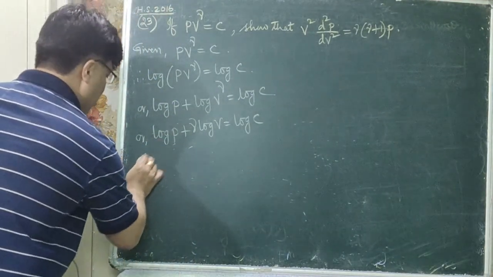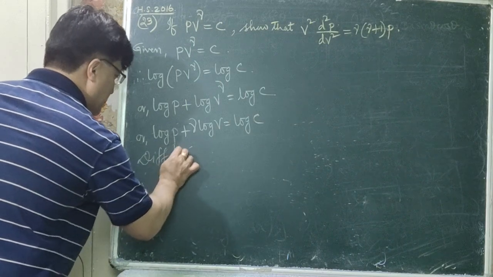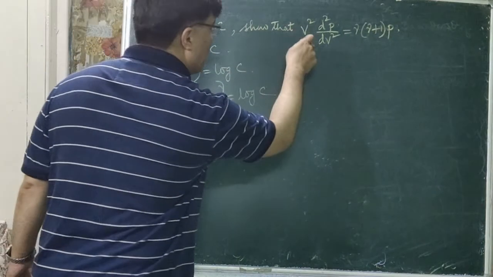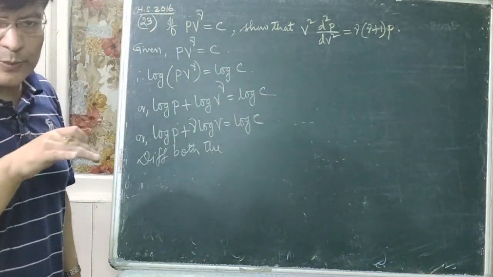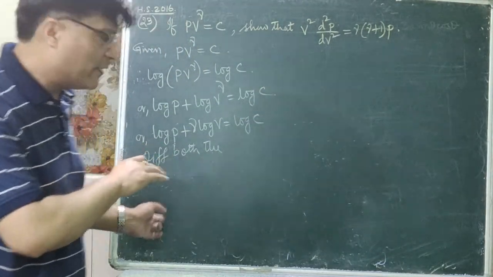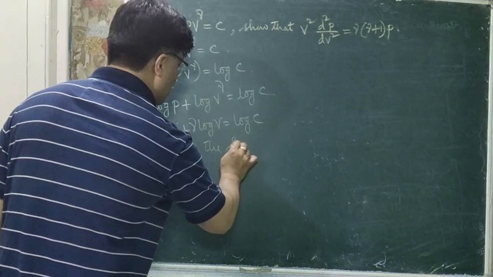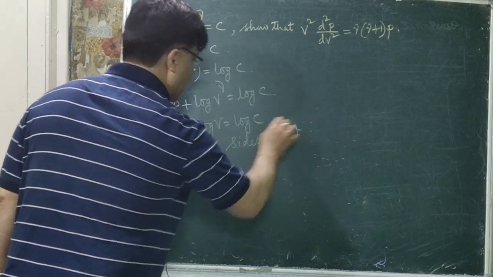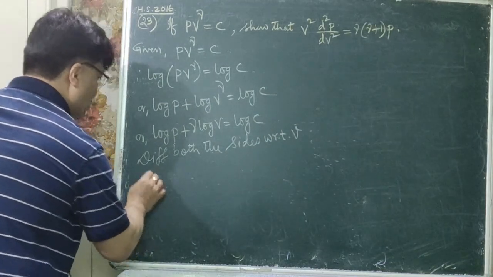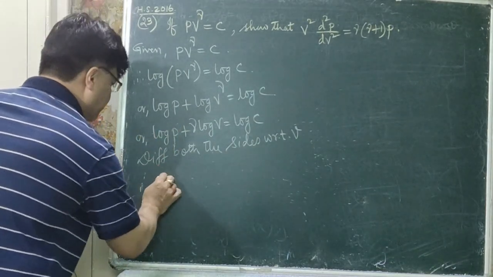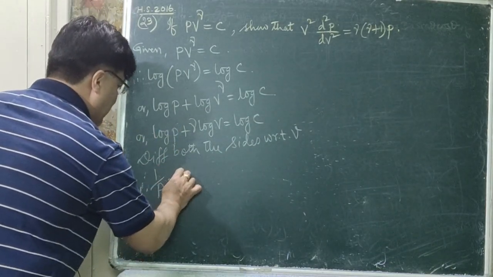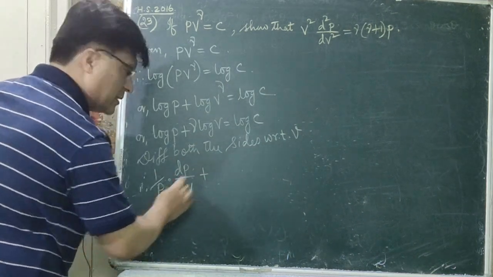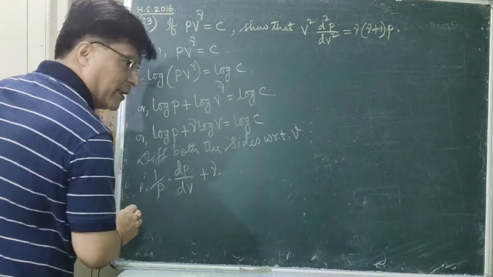That is, differentiating both the sides with respect to v, because we have to get dp upon dv. In the denominator there should be dv, so differentiate both the sides with respect to v. So what is the differentiation of log p now? 1 upon p into dp by dv plus gamma is constant, remains as it is.